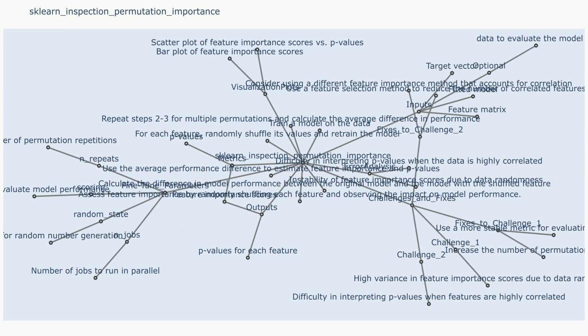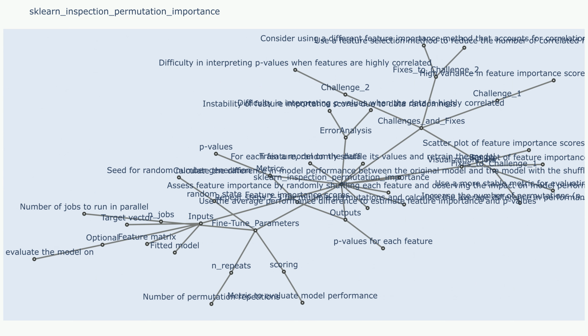Challenge 2. Nonlinear relationships. Permutation importance may underestimate the importance of features involved in complex nonlinear relationships with the target variable. Sample use case that resulted in Challenge 2. A model predicting customer churn may have a nonlinear relationship between customer tenure and churn probability.